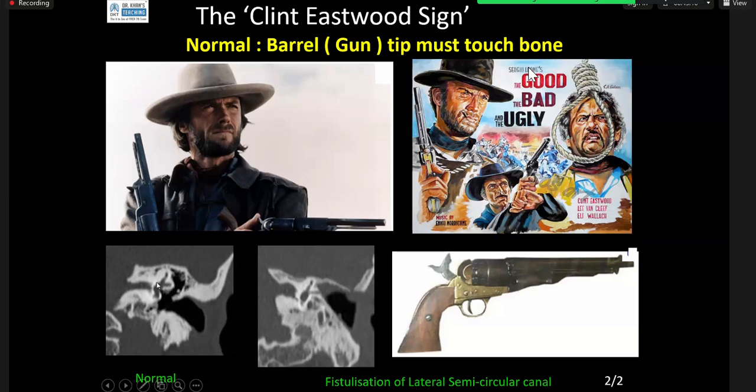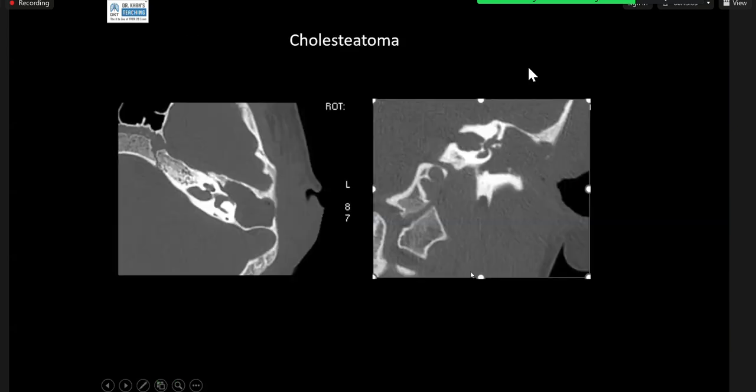It touches the white. This is the hammer, which is the superior semicircular canal, and here it is not touching the white. So this is fistulization of the lateral semicircular canal. Cholesteatomas can be very big.